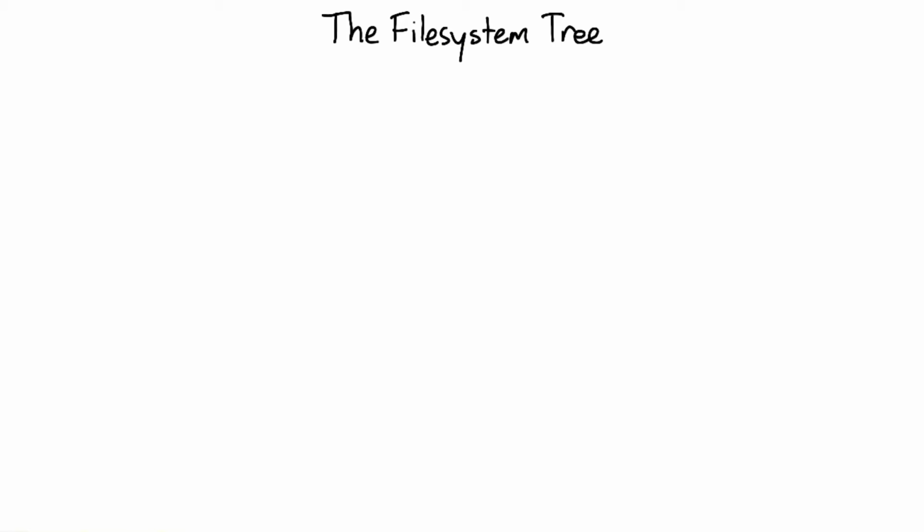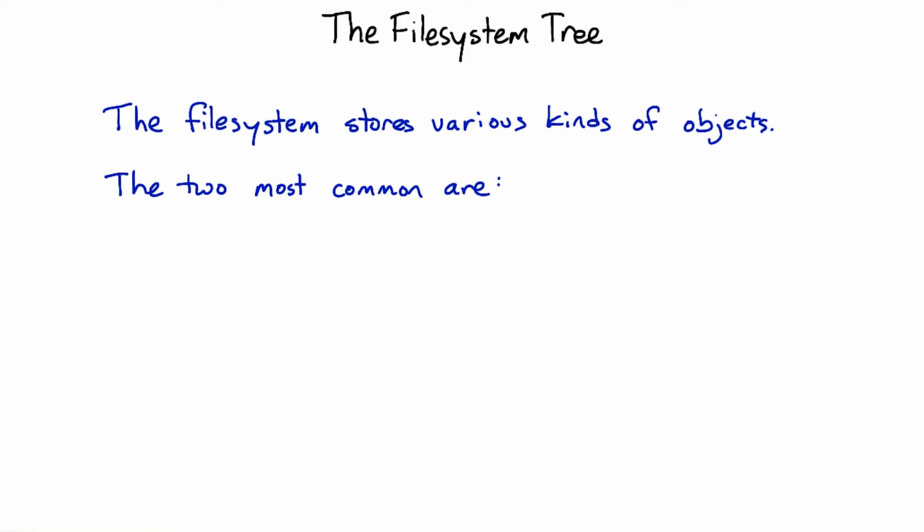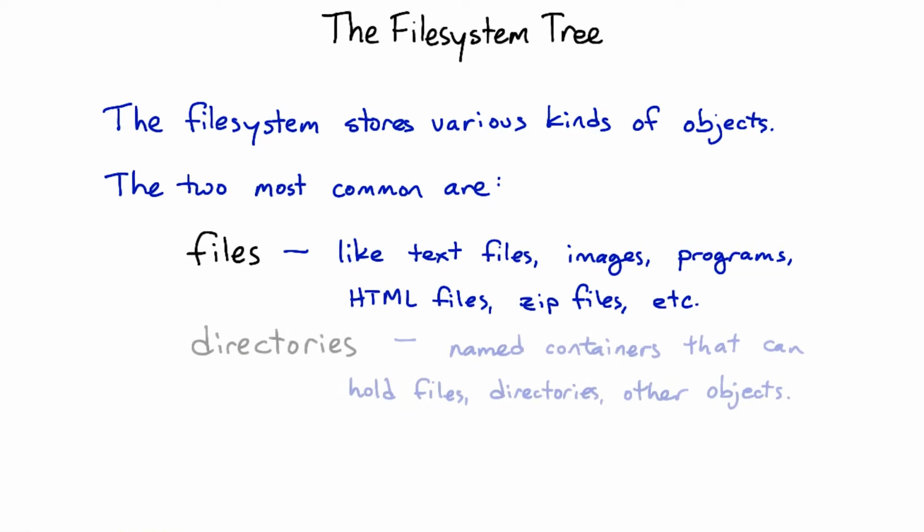The two most important kinds of objects in a Linux server's file system are files and directories. You've been working with files already throughout this course, so files are probably nothing new. And directories are almost exactly the same as folders that you've probably seen on a Windows or Mac system. They're named containers that can hold files and can also be nested inside other directories.